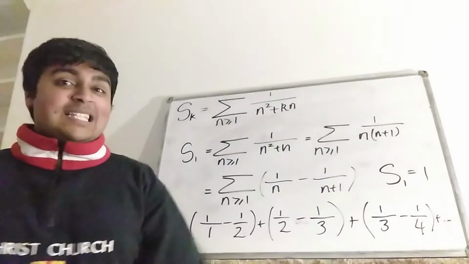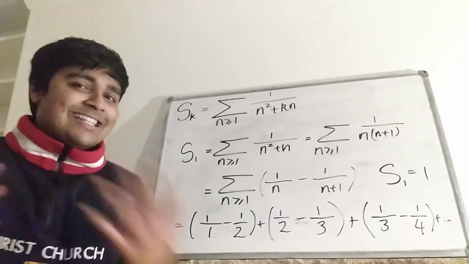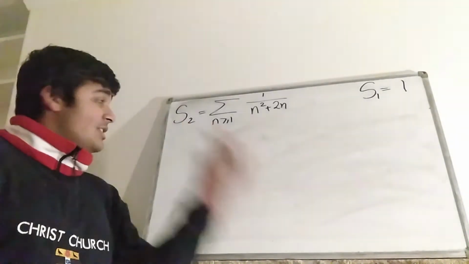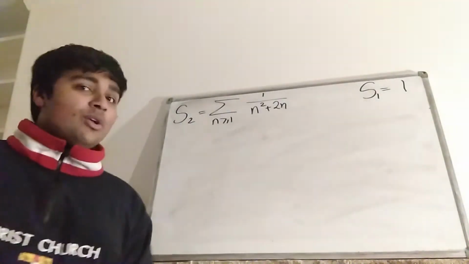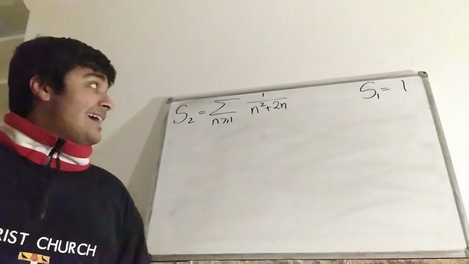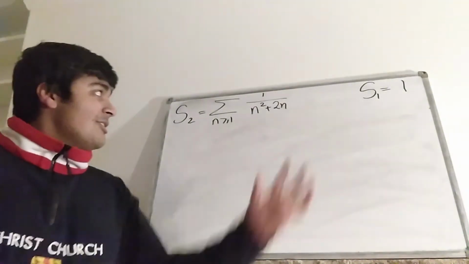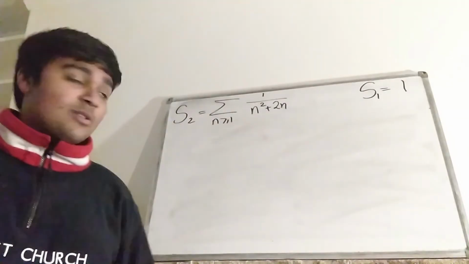Okay, now what we want to do is explore S_2 and S_3, and then see if we can spot a pattern. Okay, so now let's look at S_2. So S_2 is a sum from n equals 1 to infinity of 1 over n squared plus 2n. And again, what we want to do is factorise this and then split it into partial fractions. So I'm just going to jump into splitting it into partial fractions.